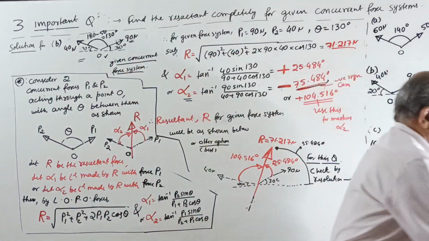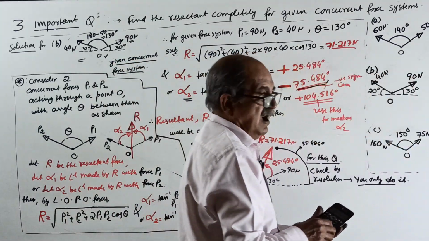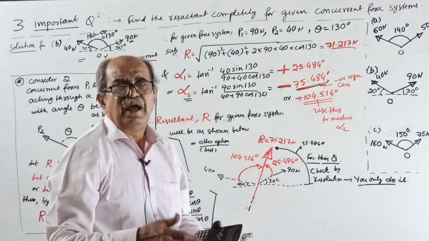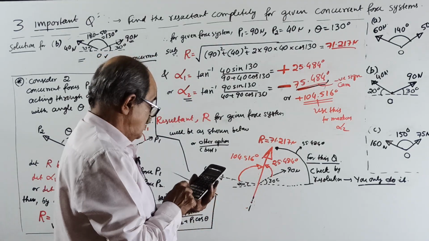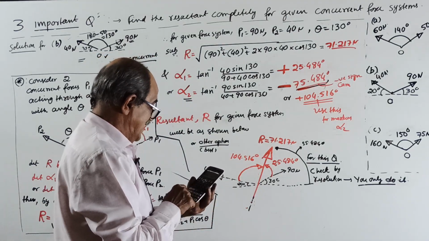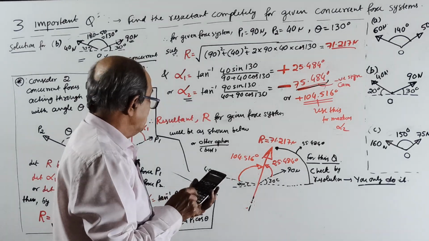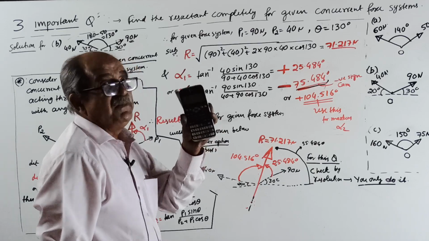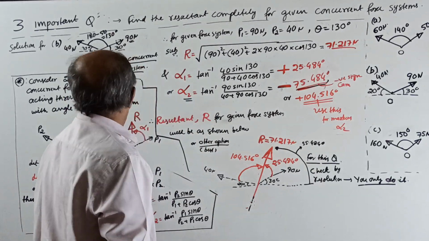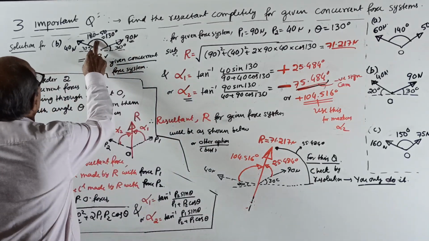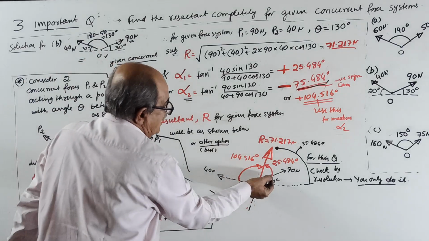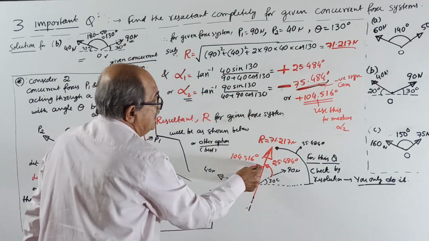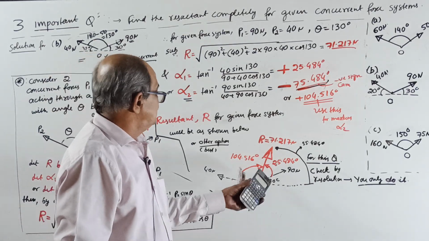Actually, it is not required. I told you, if the answer is not tallying, that is the end of my teaching. 25.484 plus 104.516. If you add, I am getting 130 degrees. Oh, correct. See here, 130. So once you get 25 here, automatically you get it. This is the answer here.